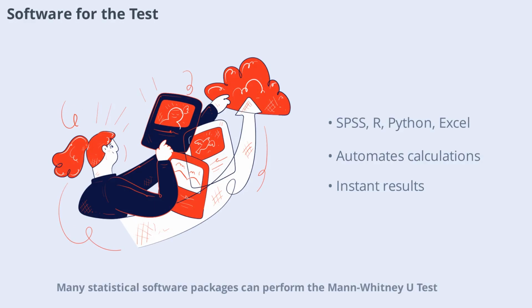Many statistical software packages can perform the Mann Whitney U test, including SPSS, R, Python, and Excel. These tools automate the calculations, making it easy to apply the test to your data. Just input your groups and the software will handle the rest, providing U values and p-values instantly.